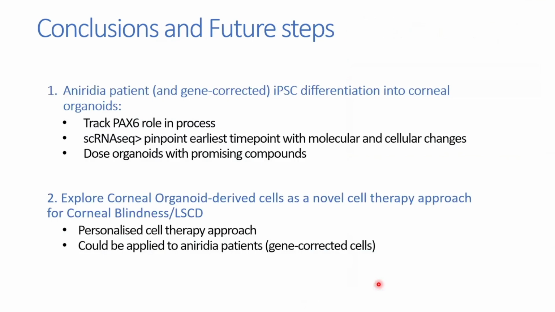So to conclude, these 3D organoids, which we are growing now, are Aniridia related. I'm really excited about it. We can really track the PAX6 levels, the PAX6 effect in this process across the 4 months. The idea also is, across the different cell types and cell layers of the organoid, to try to pinpoint the earliest time point at which changes are happening.